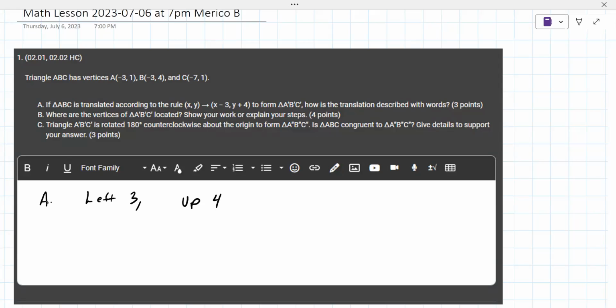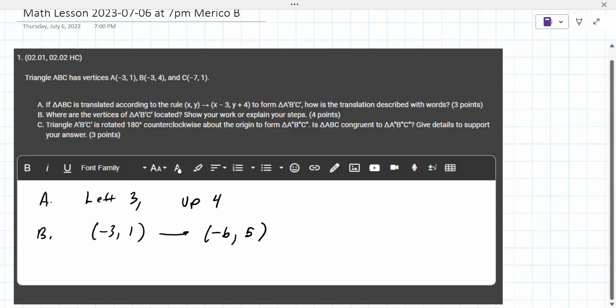Okay, so for part B, you've got to give the new vertices. So you've got to be able to manipulate these coordinates. So left 3, you're subtracting 3. So I'll do the first one here, -6, and then you're adding 4, so that's 5. -3, 4, and then I'll let you figure out that last one, and then -7, 1.